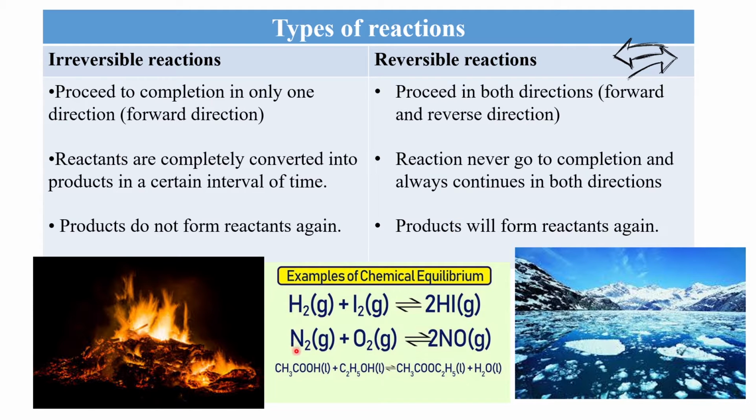Another example that I have here is nitrogen gas plus oxygen gas giving 2 moles of nitrogen monoxide. This nitrogen monoxide is unstable and will decompose back into a reactant. So this reaction is proceeding in both directions, forward and reverse, and will never go to completion. The product will be making the reactant again, and the same is true of this third reaction that we have.